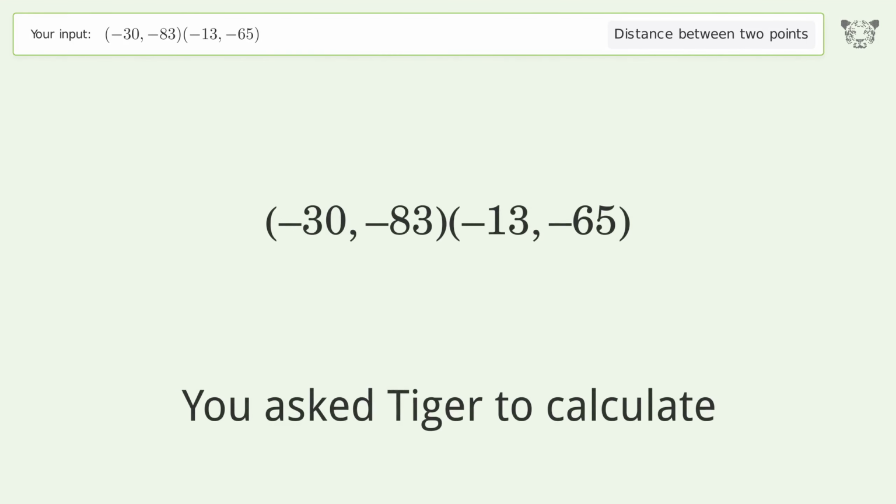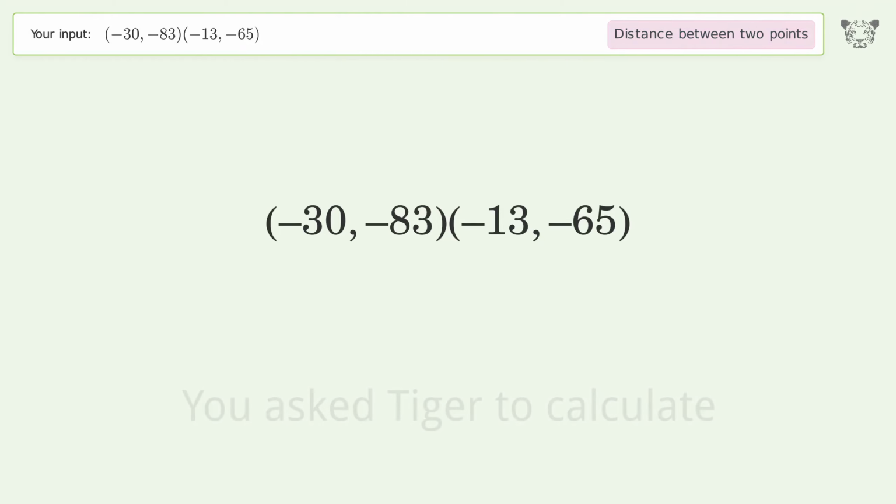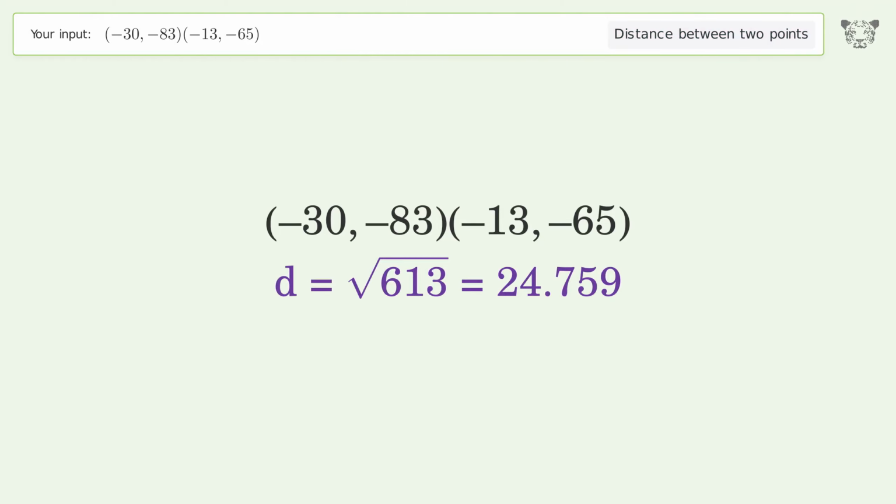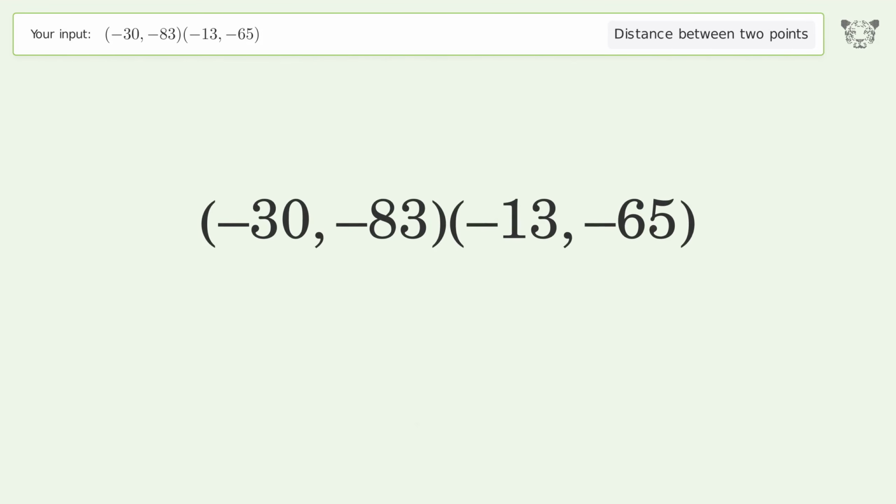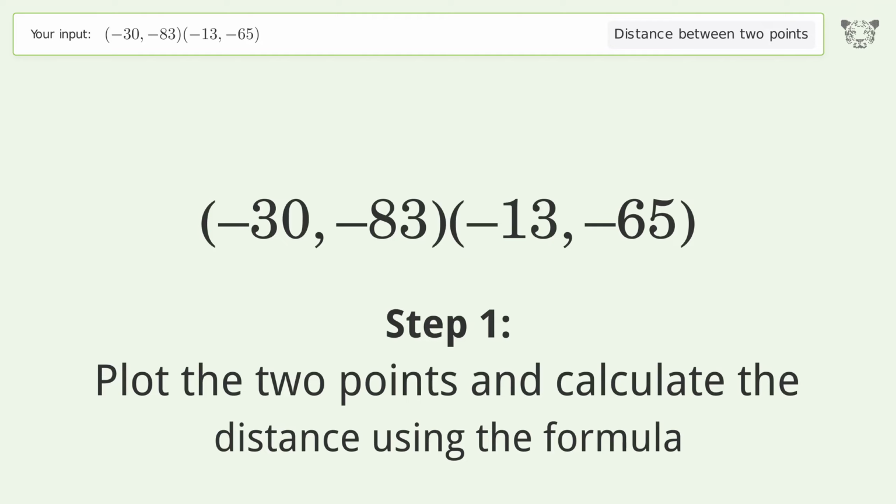You ask Tiger to calculate. This deals with the distance between 2 points. The distance between the 2 points is the square root of 613, or 24.759. Let's solve it step by step. Plot the 2 points and calculate the distance using the formula.